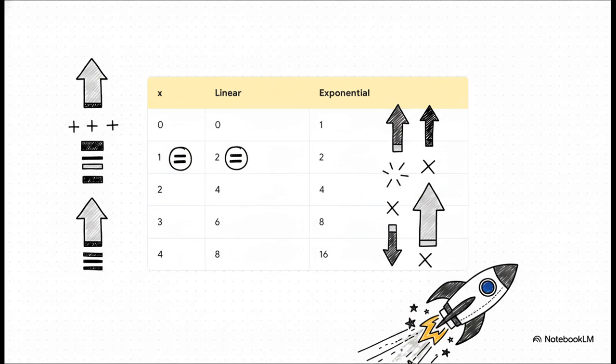Check this out. If we start with an input of 1, both equations tie at 2. Moving to an input of 2, they tie again at 4. Now, if you just stopped right there, you'd probably think they act exactly the same. But as we keep going, the linear addition steadily plods along to 6, then 8, while the exponential multiplication suddenly leaps to 8 and then blasts straight off to 16.